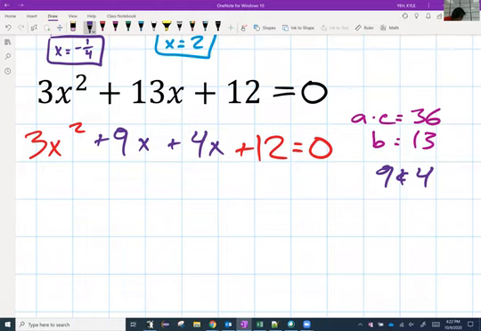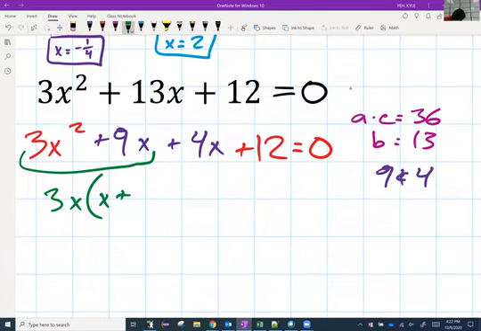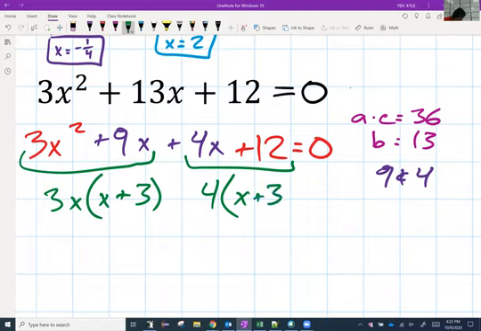Group. What can I pull out of that first group? I can pull out a 3 and an x, and we're left with x plus 3 there. What can I pull out of the second group? I can pull out a positive 4, leaving me with x plus 3. So this is looking good because our leftovers were the same. They were both x plus 3.